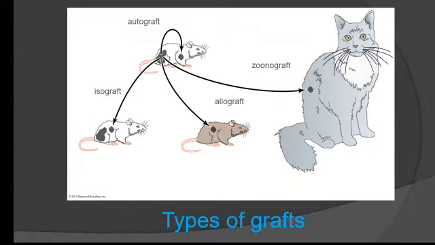This picture shows us the autograft from one mouse to itself, then the isograft from one mouse to its identical twin. Then we have the allograft from one mouse to another, and of course the xenograft, which is very hard and very difficult to accomplish.